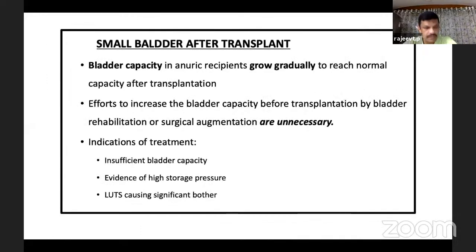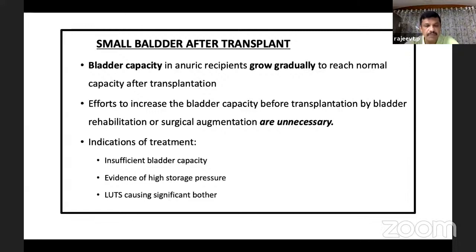Small bladder after transplant. Bladder capacity in an anuric recipient grows gradually to reach the normal capacity after transplantation. Because many transplant recipients are anuric, on regular hemodialysis, they have a small bladder, but post-transplant, the bladder capacity will gradually increase to reach a normal status. Efforts to increase the bladder capacity before transplantation by various bladder rehabilitation or surgical augmentation are not indicated, and are quite unnecessary. So what are the indications of treatment in these patients?